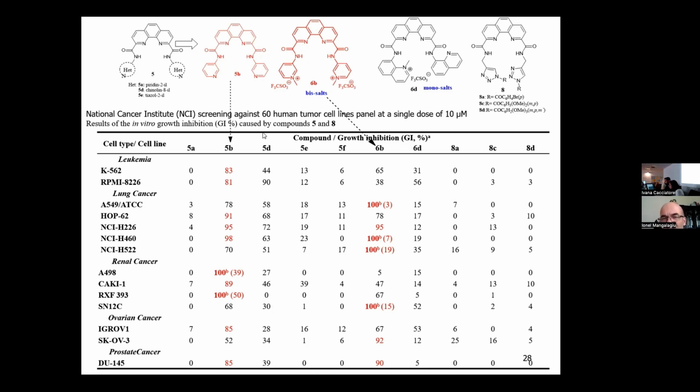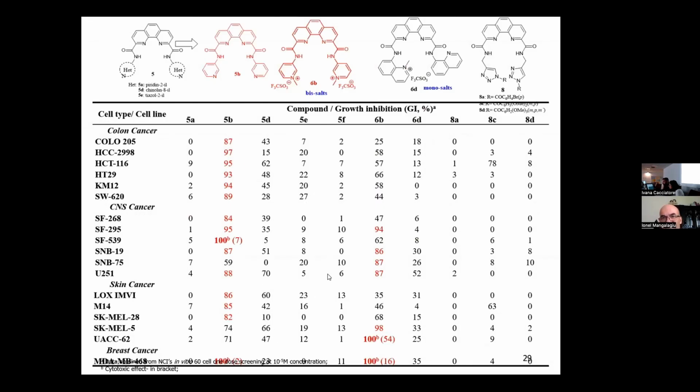What we noticed from the results that we received from the National Cancer Institute is that this compound with the pyridinic system substituted in the beta position with this moiety has a quasi non-selective activity. And also the bis salts have a quasi non-selective activity against different types of cancer cells, as you can see here. So it seems that the nature of the heterocycle counts, and it also counts whether you have a bis salt or a monosalt. The monosalts prove to be not so active, and the compounds with triazolic system are also not active.